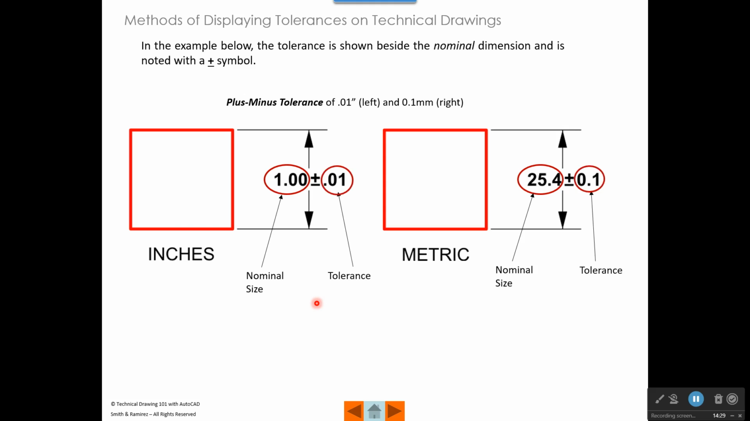Now, the circles are around the tolerance, which, in the case of inches, is 0.01 inches right here. That would be added or subtracted to the nominal size. And on our metric drawing, our tolerance is 0.1 millimeters. A definition of the nominal size is a dimension used to describe the general size of the feature. Tolerances are applied, usually added or subtracted, to this dimension.